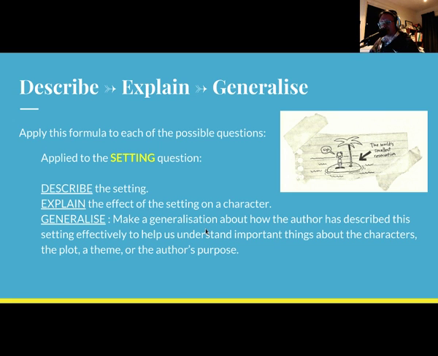Generalize. We're going to make a generalization about how the author has described this setting effectively to help us understand important things about the characters, the plot, the theme, or the author's purpose. I think this is why this is a good one, because it's really the author creating these settings and putting this character in them that helps us understand some of the important themes in the book, and the purpose of the book is to sort of show how this character moving between these two worlds is affected.